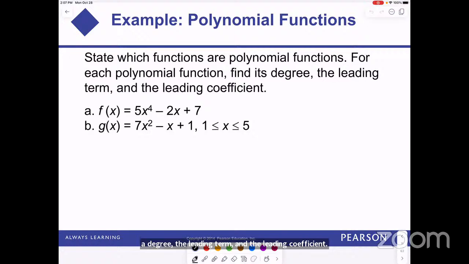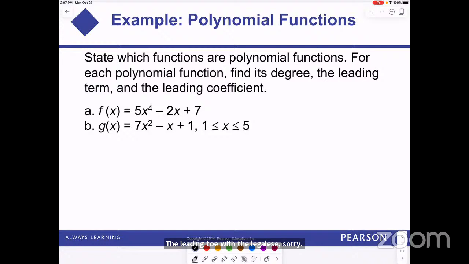Okay. So notice that in A, we have a finite sum of monomials, right? This is a trinomial. The first term, or our leading term, let's just say the first term, is going to be the 5x to the power of 4. Our second term is negative 2x, and the third term is 7. Then we're asked to find the degree, the leading term, and the leading coefficient.